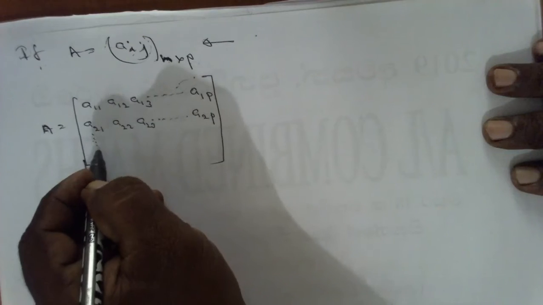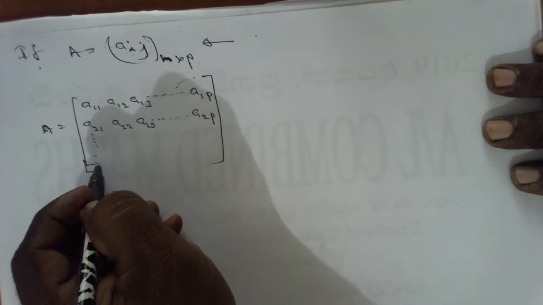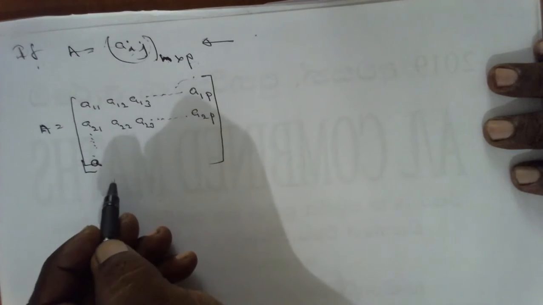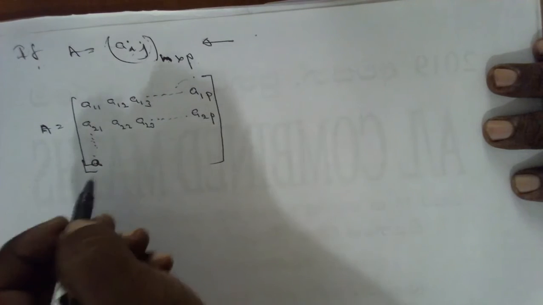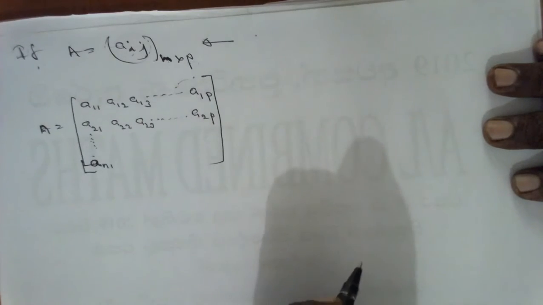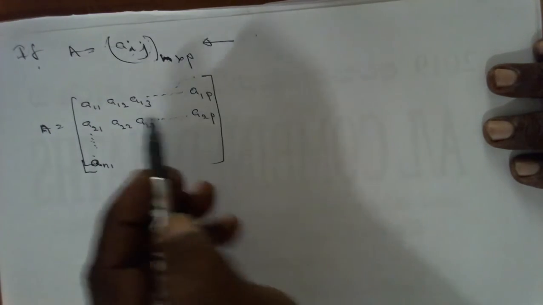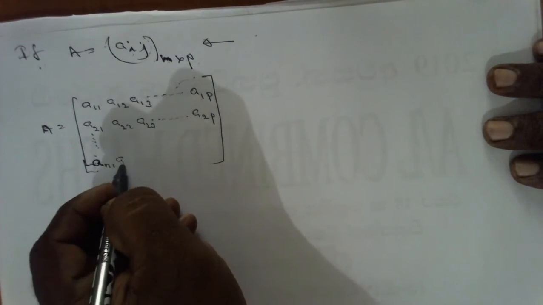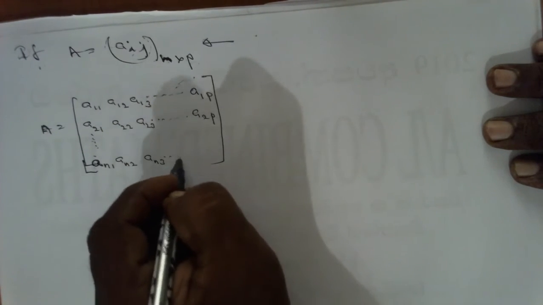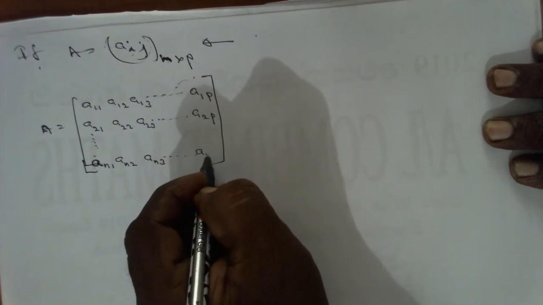Likewise this goes down also. In this column, can you tell me what is the last element? A2P. Then AN1. The order is N by P. This one AN1, next one AN2, AN3, like that. The last one is ANP. Is it clear? Yes, sir.